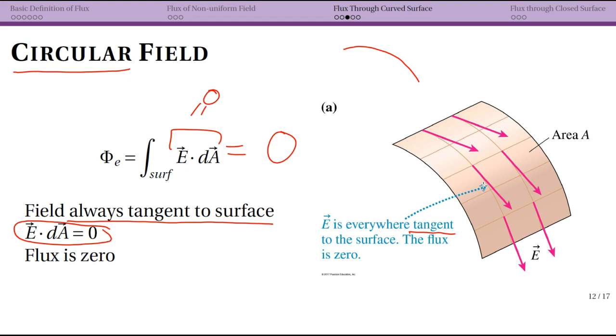So this is the nice thing. What you're looking for is if your field is tangent to the surface everywhere, then your flux is 0. Nice and simple. You don't even have to worry about your magnitude being constant or not.